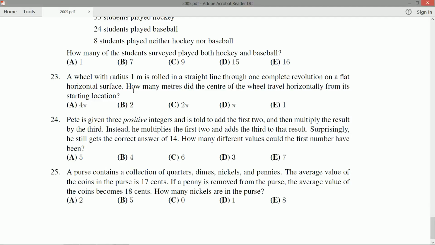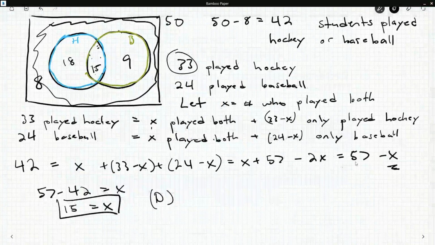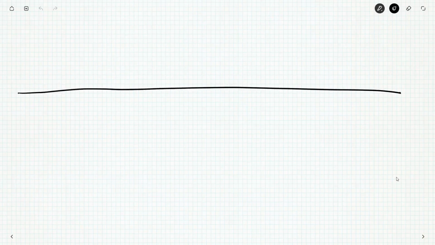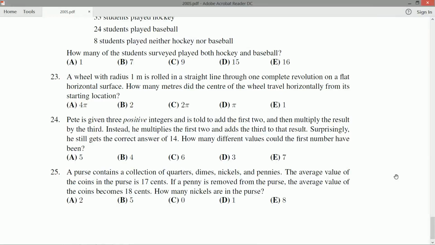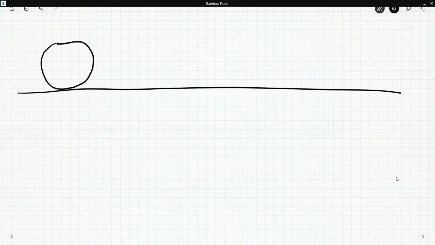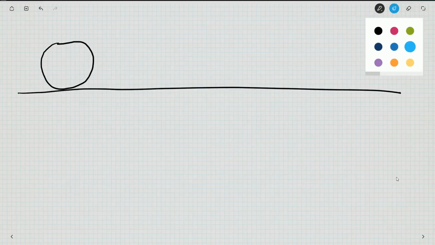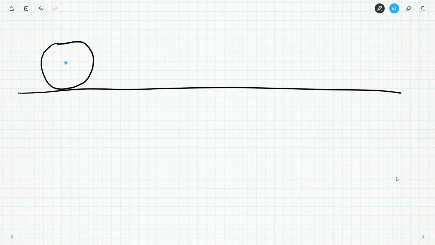Well, I think a picture just might be in order for this one. So we'll flip over to a new piece of paper. We've got a horizontal surface, and we've got our circular wheel. I'm going to mark a very special radius, this blue radius, and track his progress so that I know I've gone one full rotation.